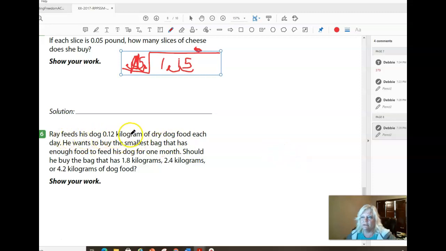Okay, Ray feeds his dog 12 grams of dry food. He wants to buy the smallest bag. Which bag should he buy? Let's buy enough to feed his dog for 1 month. If he feeds it every day, I guess they're going to multiply by 30, because you got to know how many days are in a month, and that's 30. So how much does he have to have if he feeds his dog this much? 30 times that is how much he has to have. Should he buy the bag that has 1.8, 2.4, or 4.2?